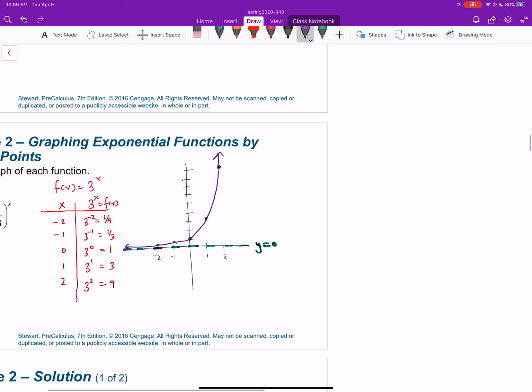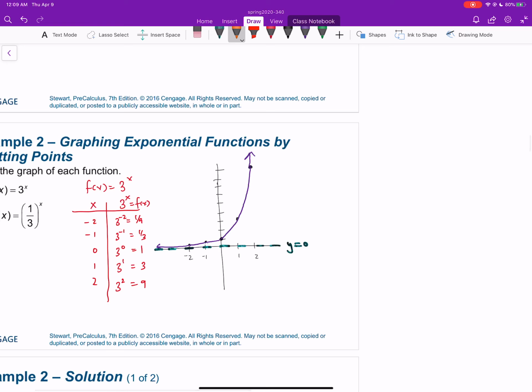Let's look at another one. Let's look at, say, f of x is equal to, let's use 5. Yeah, 5 is too big. Well, let's just use 2. 2 raised to the x. All right, so let's create another table. That is x, that's f of x. And let's do -3, -2, -1, 0, 1, 2, 3.